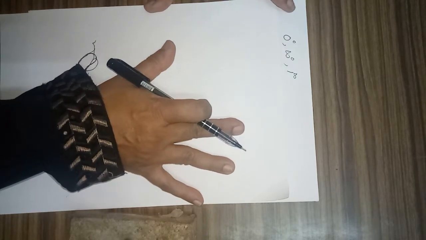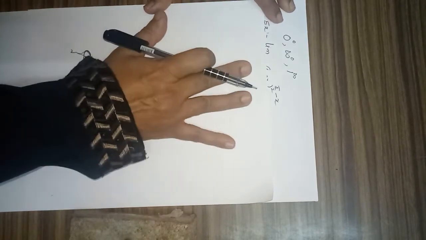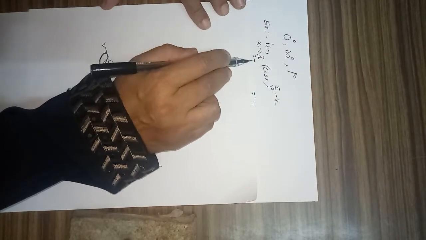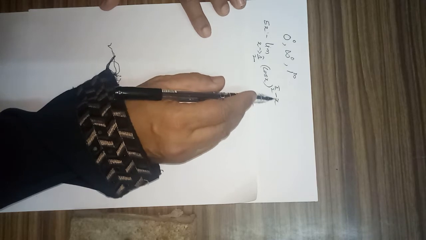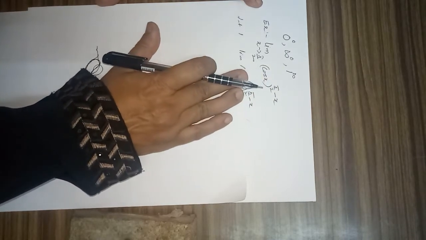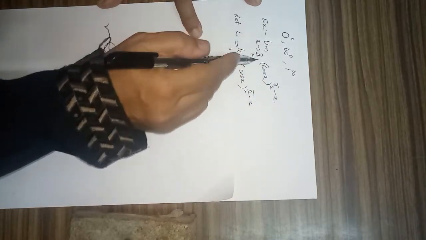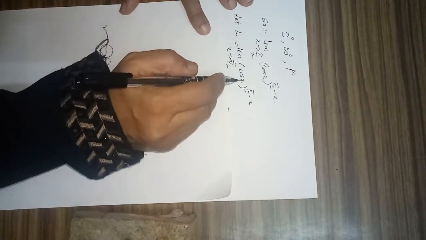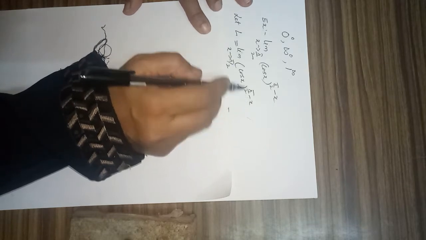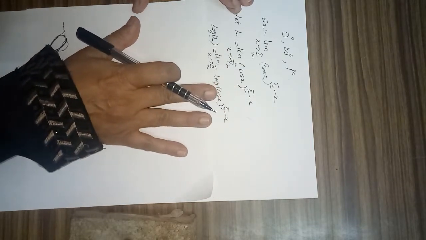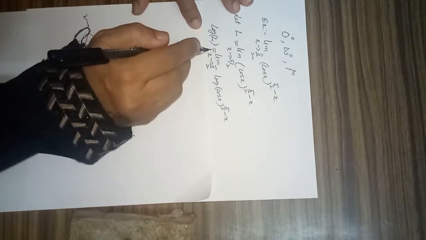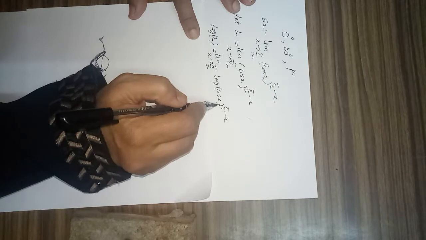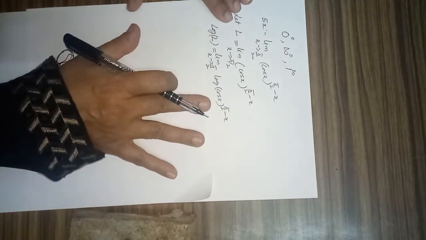Now let us consider one problem. Limit of cos x raised to pi by 2 minus x, as x tends to pi by 2. Let me consider this whole limit as L. This is equal to limit as x tends to pi by 2 of cos x raised to pi by 2 minus x. When we apply log on both the sides, we get log L is equal to limit as x tends to pi by 2 of log of cos x raised to pi by 2 minus x.